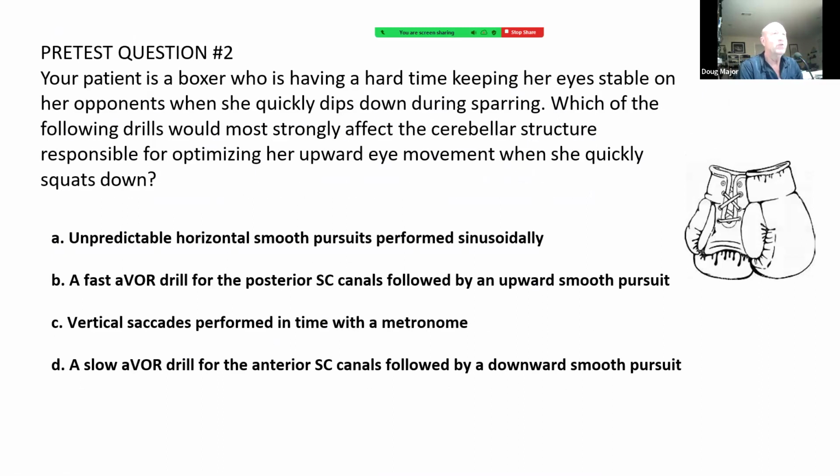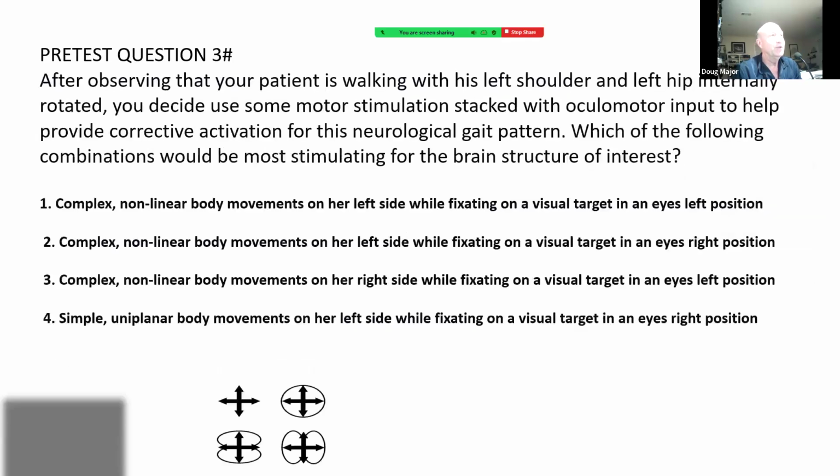Not too easy. Second question: your patient's a boxer having a hard time keeping her eyes stable on her opponent when she dips down during sparring. Which of the following drills will most strongly affect the cerebellar structure responsible for optimizing her upward eye movements as she quickly squats down? An unpredictable horizontal smooth pursuit performed sinusoidally. A fast AVOR drill with the posterior semicircular canals followed by an upward smooth pursuit. Vertical saccades performed in time with a metronome. A slow AVOR drill with anterior semicircular canals followed by a downward smooth pursuit. These are all in your handouts, by the way.